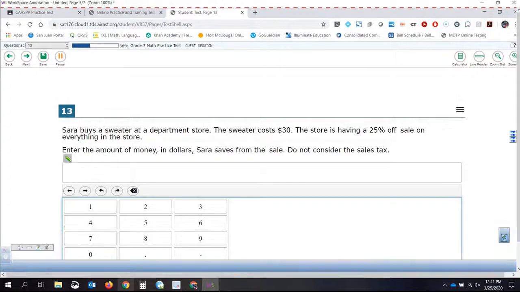All right, so let's read this question part carefully. It says, enter the amount of money in dollars Sarah saves. We want to know how much money she is saving, and we're not going to worry about sales tax. All right, so $30 is the total cost before the sale, right? So before the sale, she has $30 that she would be spending, but she is getting 25% off.